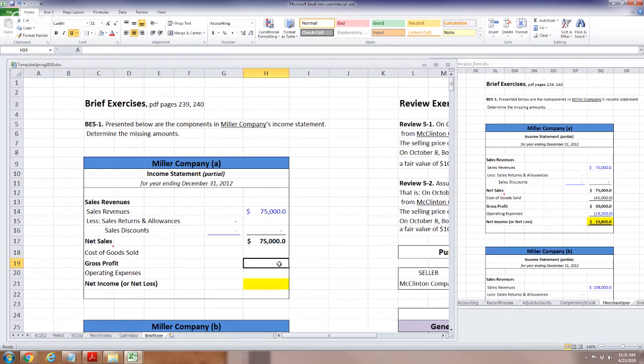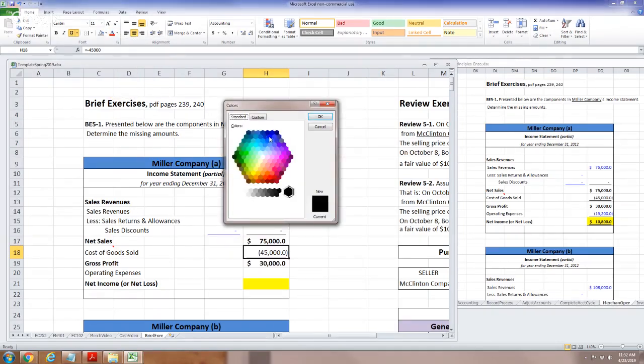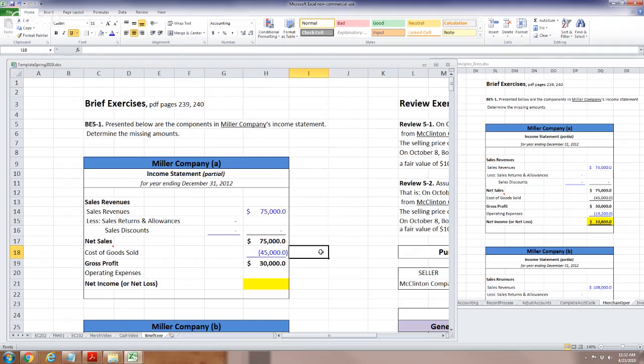Okay, so we have to get to 30,000. If we entered, let's say, negative 45, just doing the math in our heads, and said equals sum parenthesis, there's your 30,000. Actually, I entered this. I computed it, to be very honest with you.